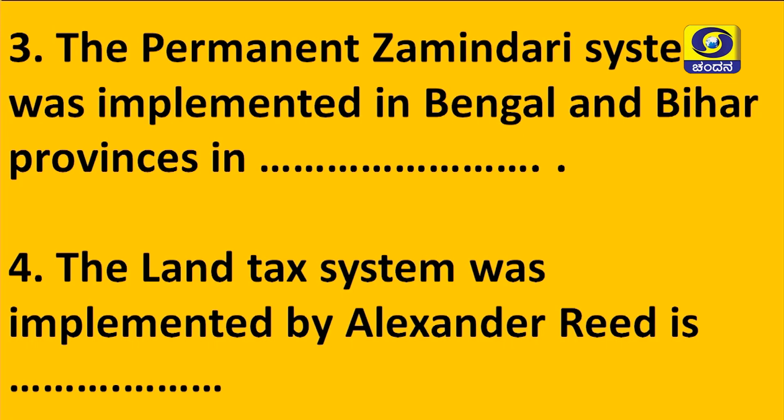The third, fill in the blank: the permanent Zamindari system was implemented in Bengal and Bihar provinces in 1793. Followed by that, the fourth: the land tax system was implemented by Alexander Reed. It is nothing but the Rayatwari system.